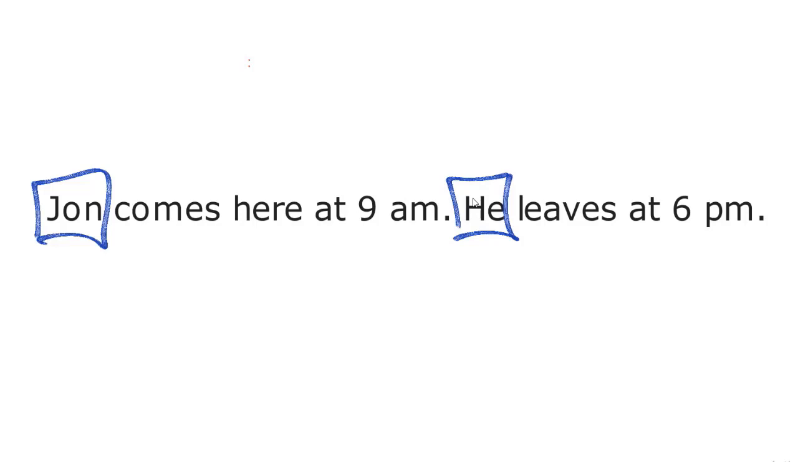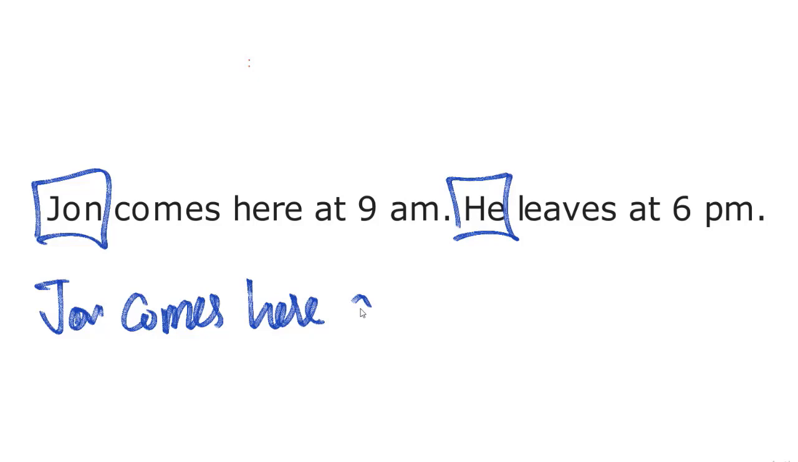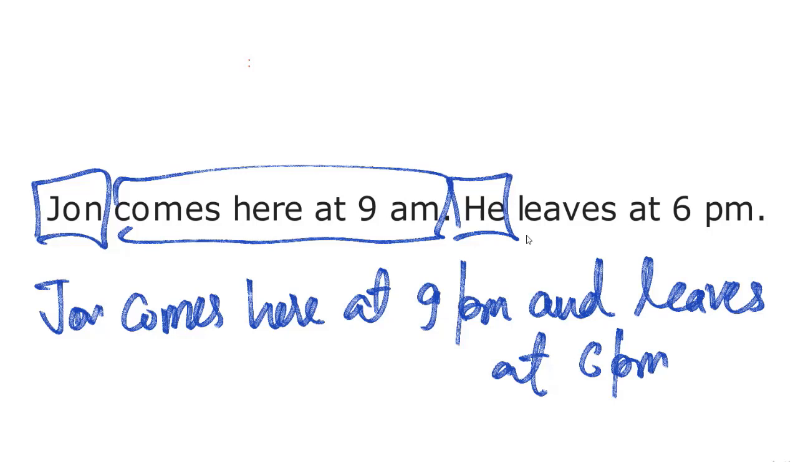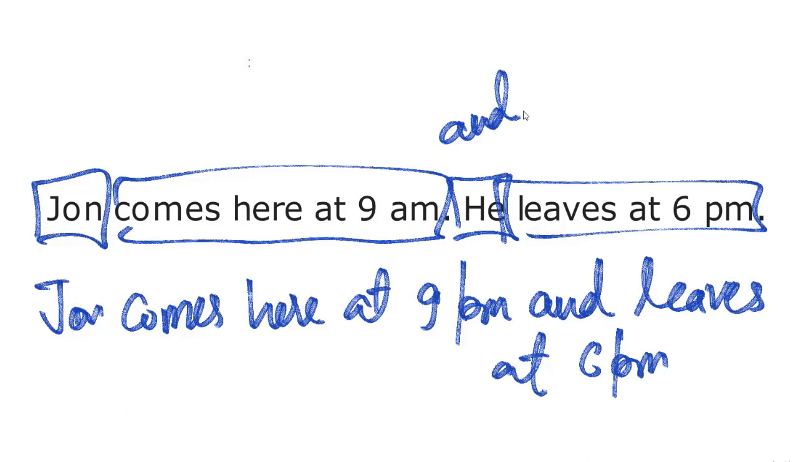So instead of forming two different sentences, talking about the same guy, we can have just one sentence where we have a compound predicate. So we'll say, John comes here at 9 p.m. and leaves, and I'll not say he leaves because it's obvious that he's performing the action, and leaves at 6 p.m. So we have two predicates. Number one, comes here at 9 a.m. And then the second is leaves at 6 p.m. And these two predicates are joined by the conjunction and, right? John comes here at 9 p.m. and leaves at 6 p.m., right?